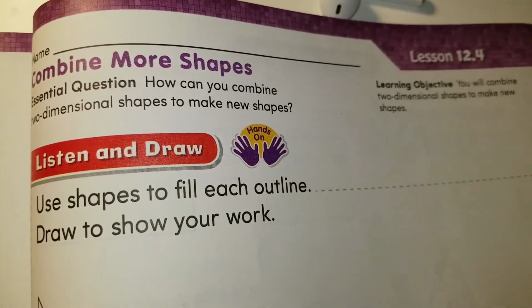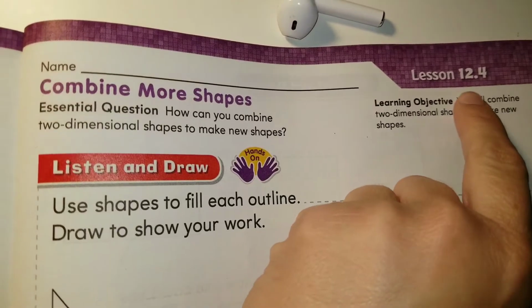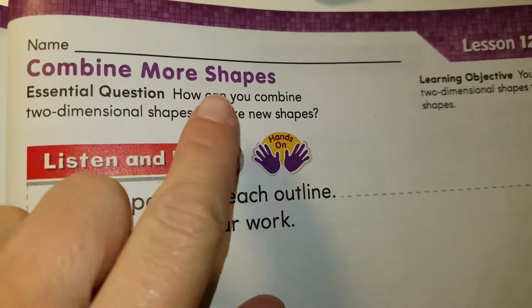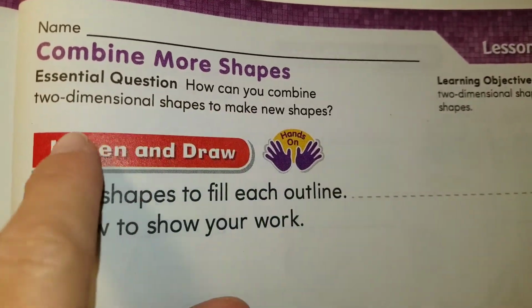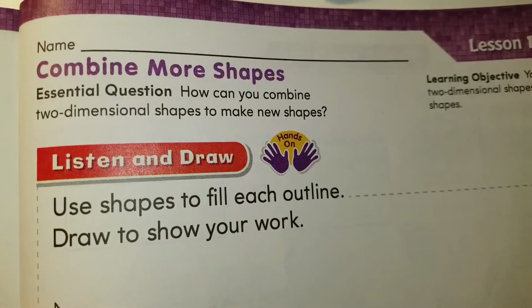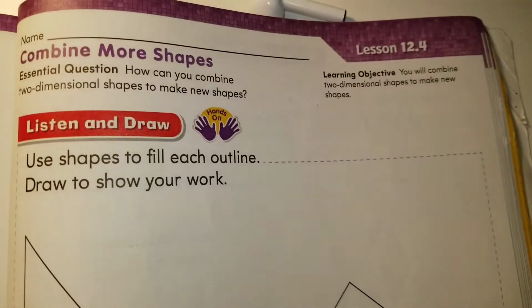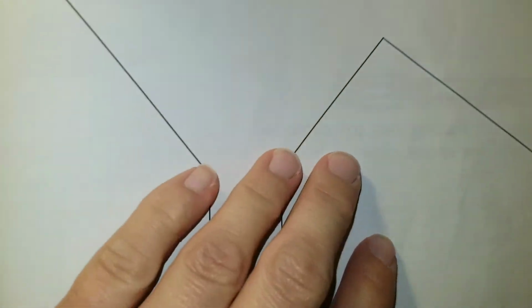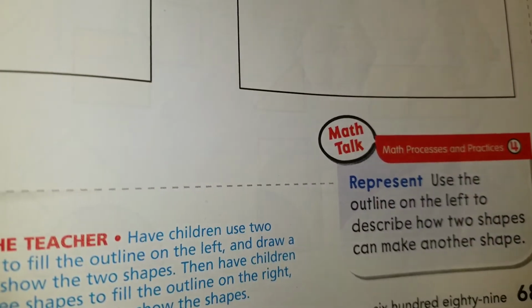Hello boys and girls, this is our last math lesson for this week and it's gonna be lesson 12.4. Today we are going to continue combining more shapes, and our essential question is how can you combine two-dimensional shapes to make new shapes? So we continue combining shapes. Once again, it's lesson 12.4 and it's going to be on page 689.